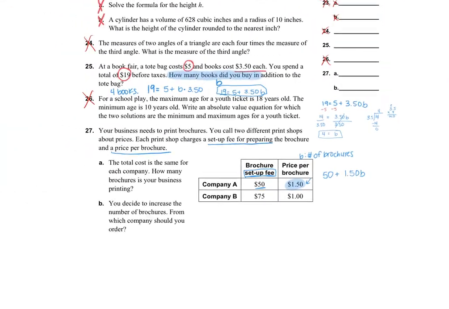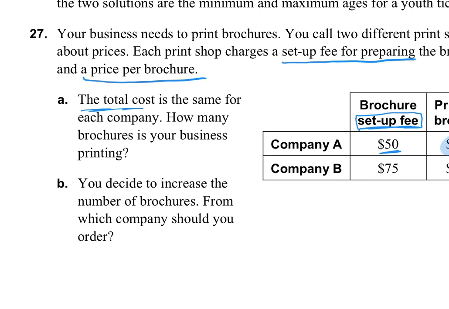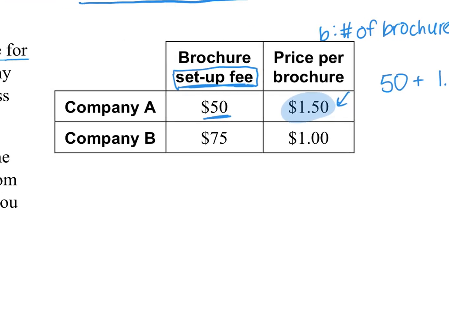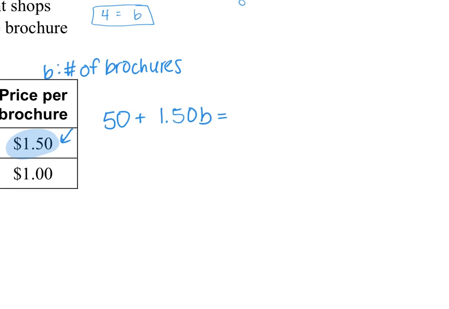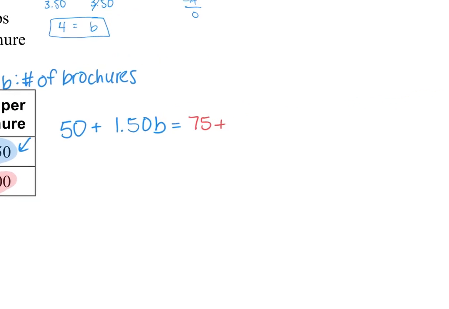Now it's asking how many brochures is your business printing if the total cost is the same for each company. So we're going to set this equal to company B's price for the setup, which is $75, plus they charge $1 for each brochure. So we're going to take plus 1.00 times B. And all we have to do is solve this equation.